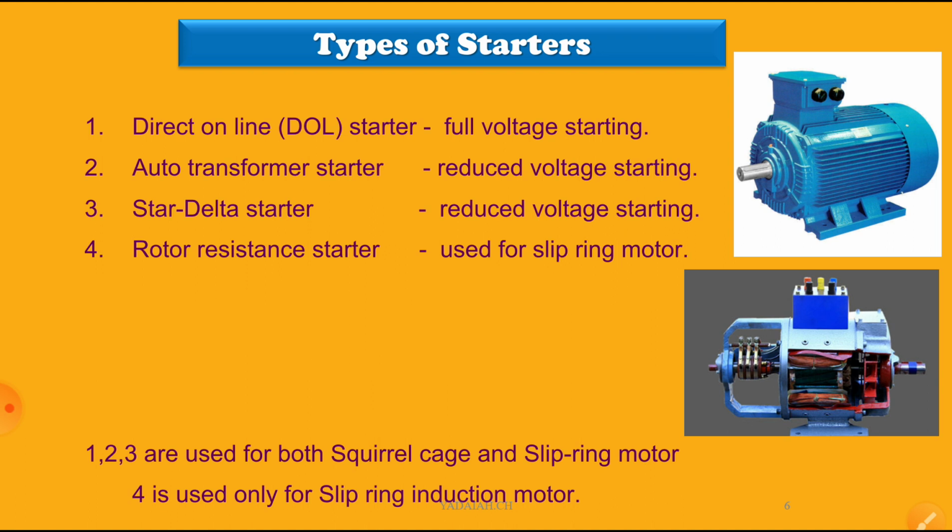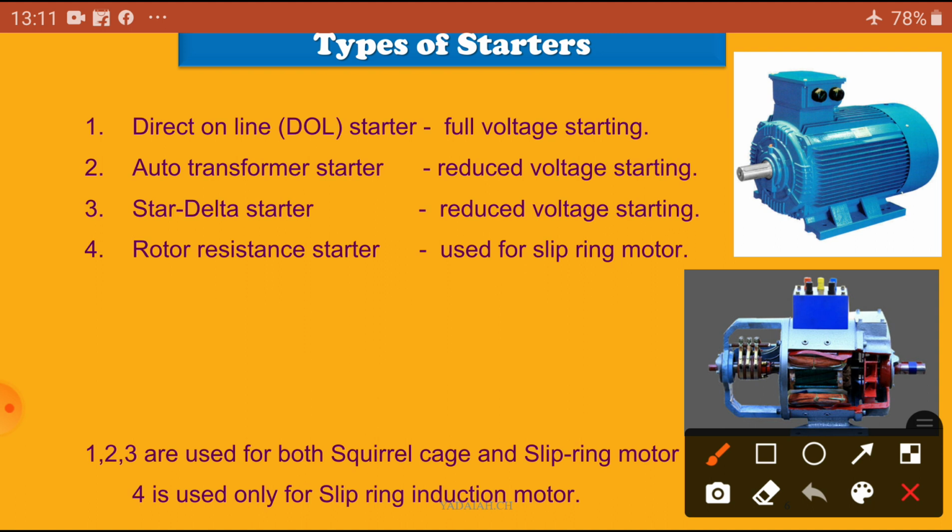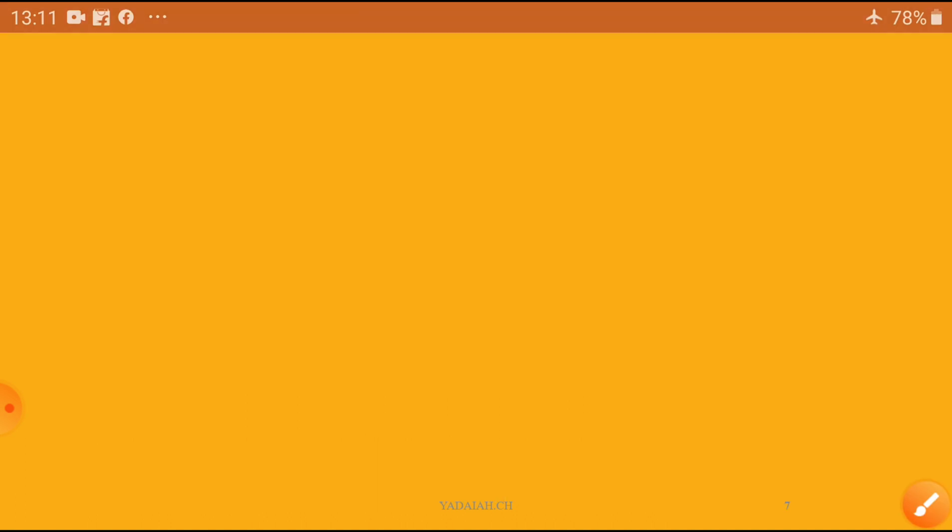Okay, so we have already seen the physical appearance of the auto transformer starter, the star-delta starter, and the rotor resistance starter. You want to see the physical ones? Last class we saw them at a glance. You can see them once again. So what is this one?